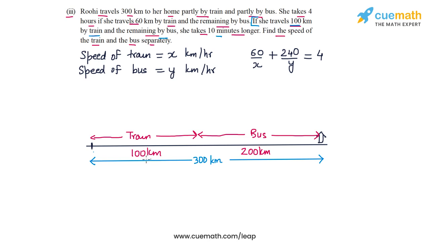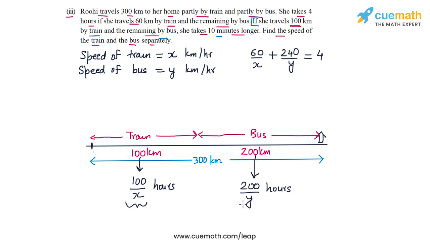Now, how do we model this situation, this information in terms of x and y? So the first leg of 100 kilometers will take 100 by x hours because it is covered at a speed of x kilometers per hour. The second leg of 200 kilometers will take 200 by y hours because this is covered at the speed of the bus, which is y kilometers per hour.